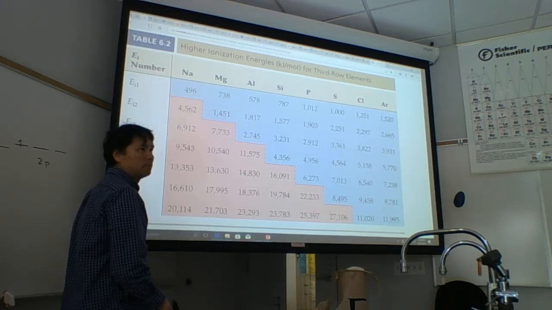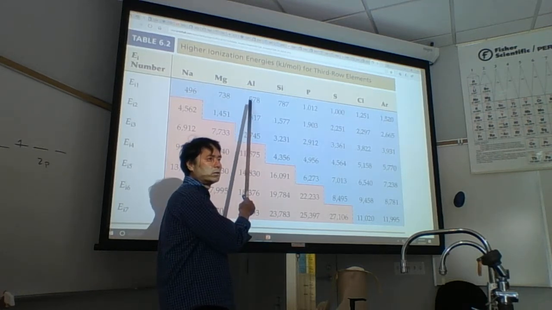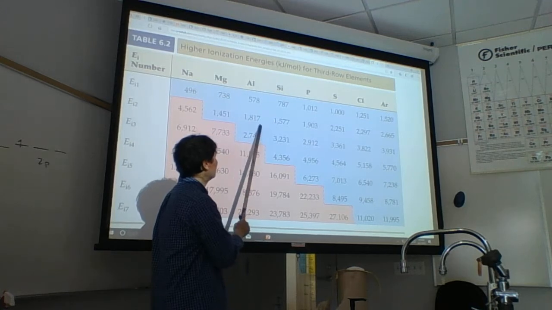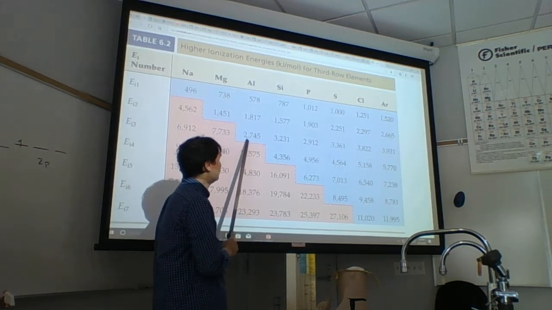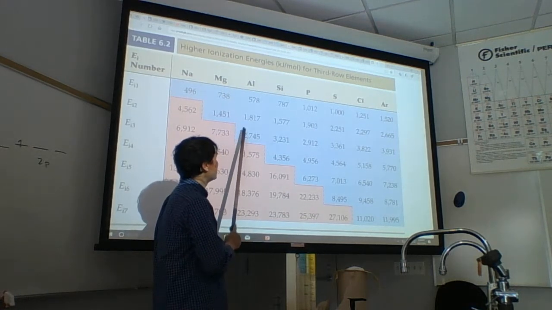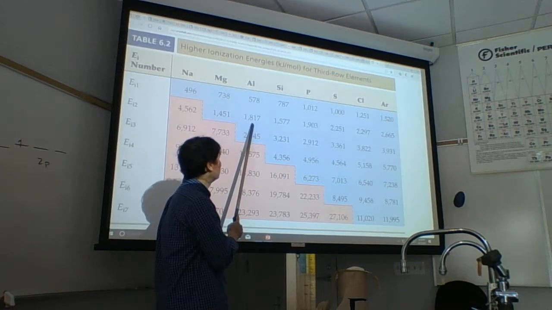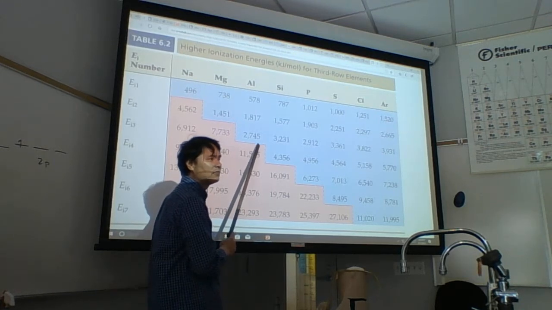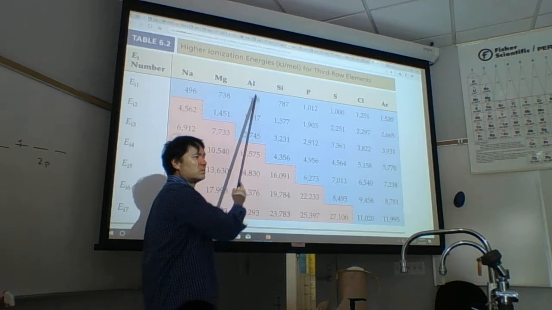But if we go on aluminum, what's the most common charge on aluminum? +3. So here's +1, we take that. Here's +2, we take that. Here's +3, we take that. Now to get aluminum to the +3 state, how much energy did it cost? 600 plus 1800 is 2400. 2400 plus 2700 is 5100. It's going to cost us 5,000 kilojoules to get aluminum from 0 to +3.